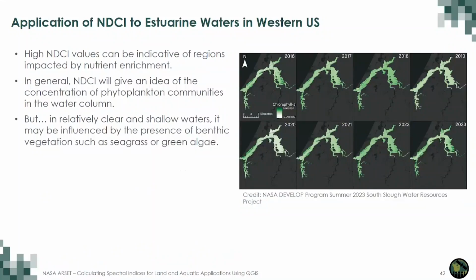To take a look at a case study, here you can see high NDCI values can be indicative of regions impacted by nutrient enrichment. In general, your NDCI will give an idea of the concentration of phytoplankton communities in the water column. But in relatively clear and shallow waters, it may be influenced by the presence of benthic vegetation, such as seagrass or algae.